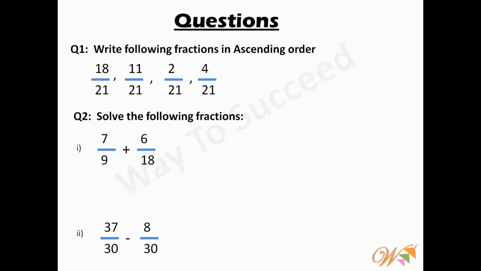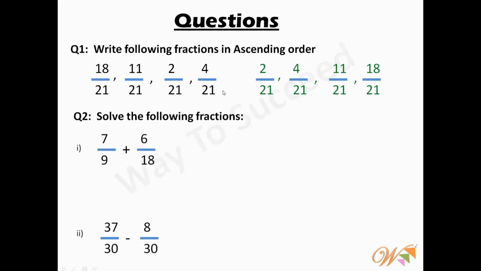Because in the question all the fractions were like fractions, it was easy to put them in the ascending order. We just had to compare the numerators. So 2 by 21 was smaller, then 4 by 21, then 11 by 21 and then 18 by 21 is the biggest. In case these fractions were not like fractions, then remember first you have to make them like fractions and then put them in the order.